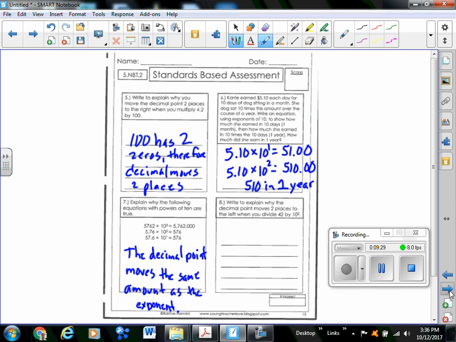Write to explain why the decimal point moves 2 places to the left when you divide. Exponent is 2. That's why it moves.